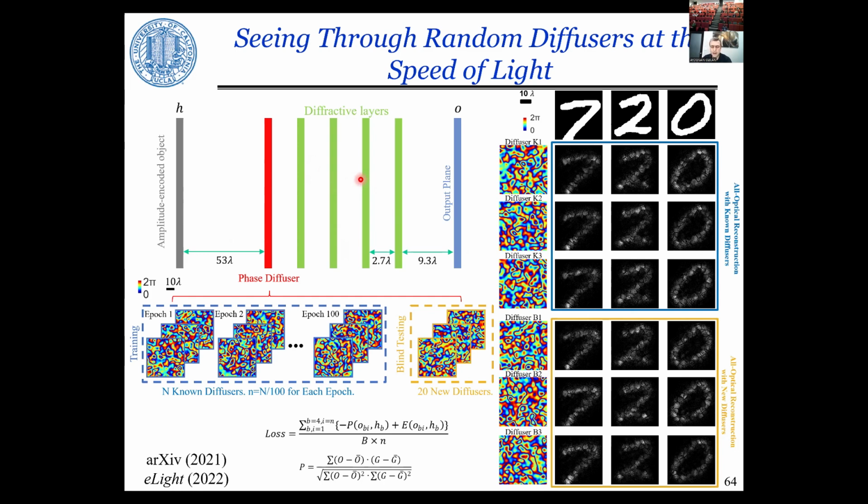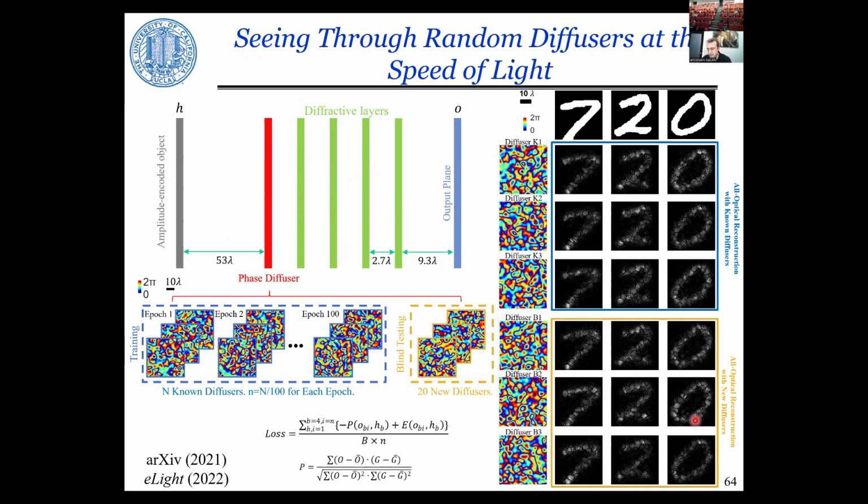Once we're done with training, we fix the diffractive layers. There's no more learning. And then we start to show new objects and new random phase diffusers never seen before. For example, these are diffusers that have a capital B right next to them, B1, B2, B3. These are blind diffusers, and these are blind objects, which means they're never seen before.